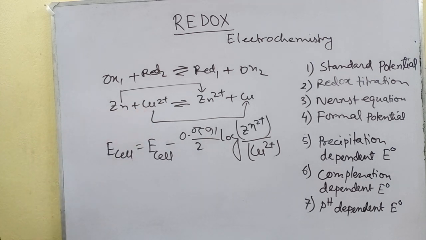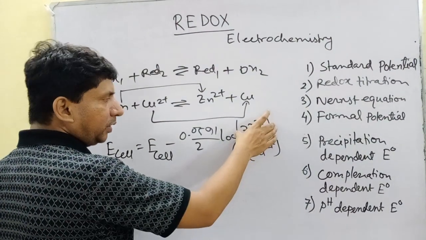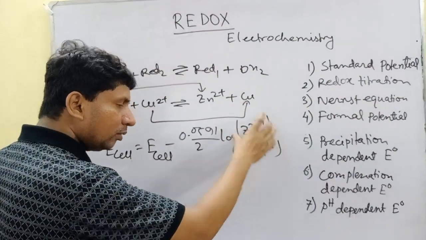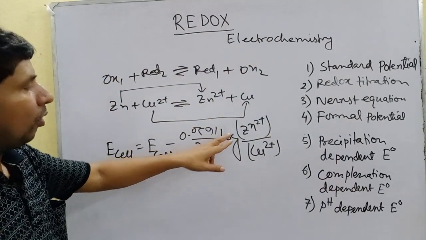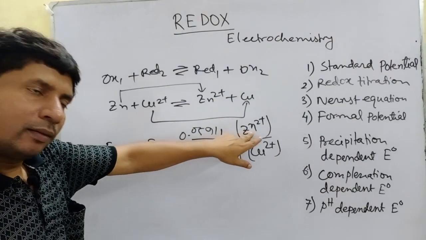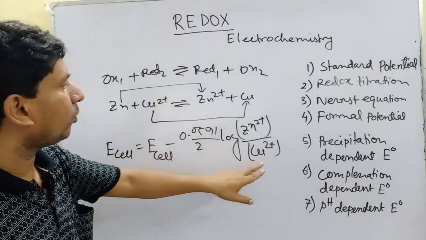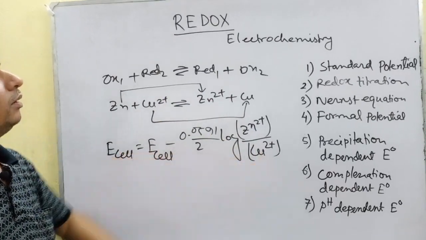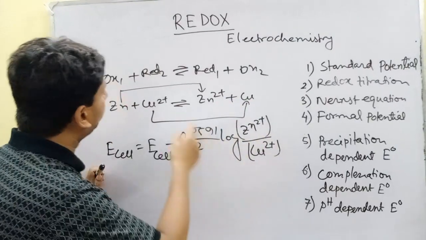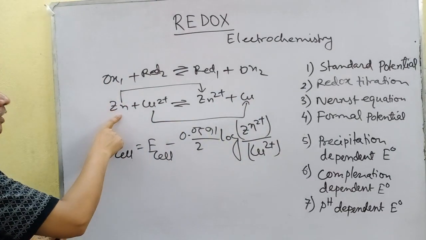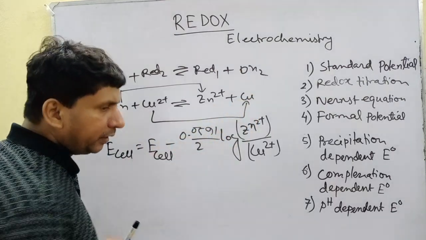Okay, so this is the oxidized form, this is the reductant, or we can say that oxidation occurs for zinc and reduction occurs for copper. Then we take only the concentration of the ions, because the activity of zinc and copper is unity.